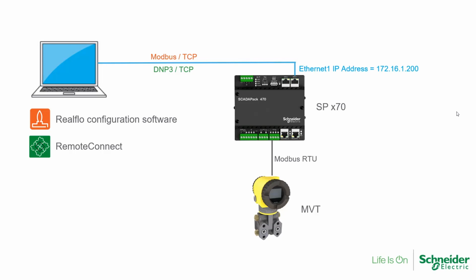Now, if I was to connect to Ethernet 1, it conveniently has a default IP address of 172.16.1.200. To do this, I would have to set up a compatible IP address for my PC. Well, there's another option. I could use the USB port on the SCADAPack 470. In this case, my RemoteConnect will then use DMP3 USB.